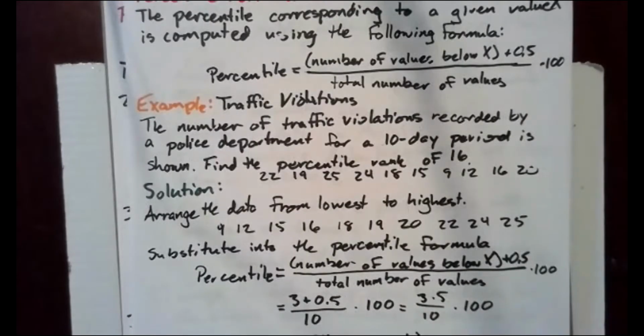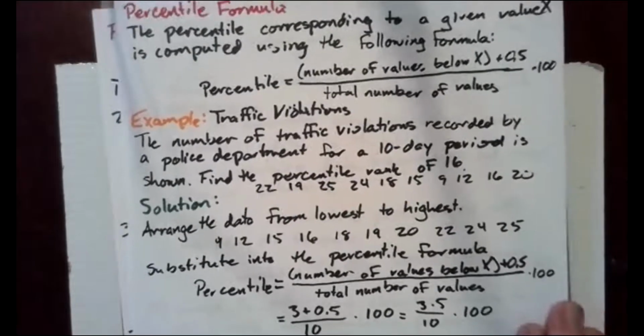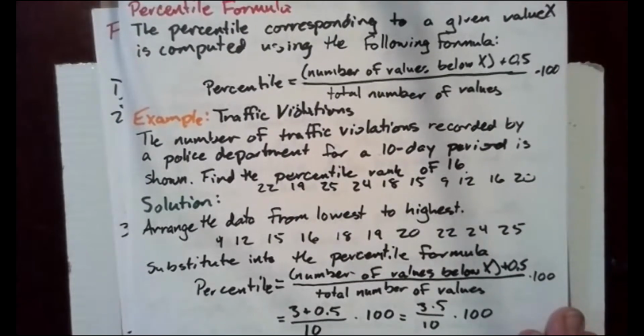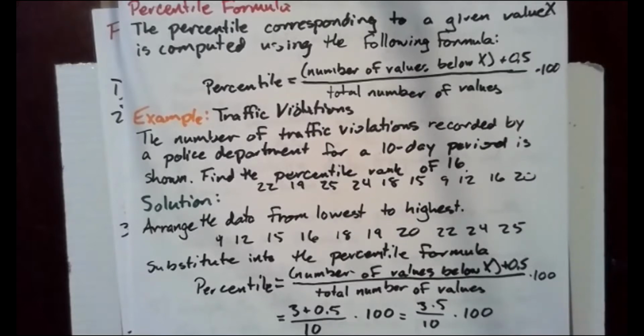The percentile formula corresponding to a given value x is computed using the following formula. Percentile is equal to the number of values below x plus 0.5 divided by the total number of values times 100. Here is an example about traffic violations. The number of traffic violations recorded by a police department for a 10-day period is shown. Find the percentile rank of 16, and the values given are 22, 19, 25, 24, 18, 15, 9, 12, 16, and 20.